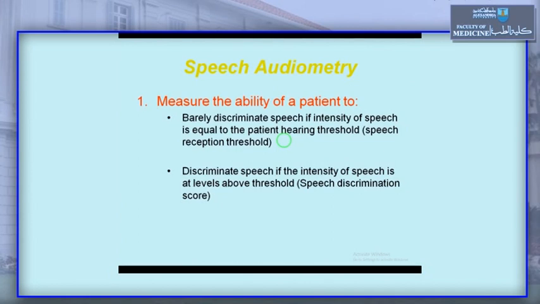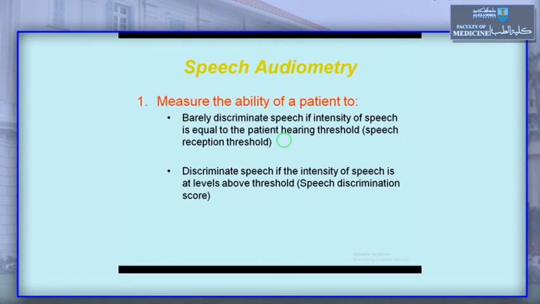Now, what if the speech reception threshold did not equal the pure tone audiometry? This means that there is something wrong with the pure tone audiometry. I have to verify it. I have to repeat it, because in some cases the patient may be a liar. He is faking hearing loss. For any reason, he wants to prove that he has hearing loss.